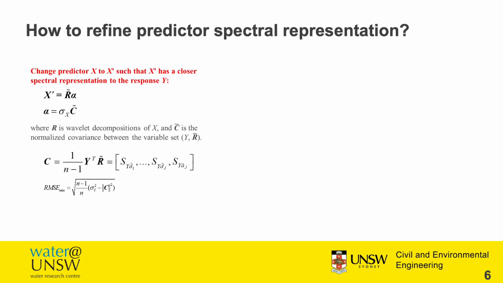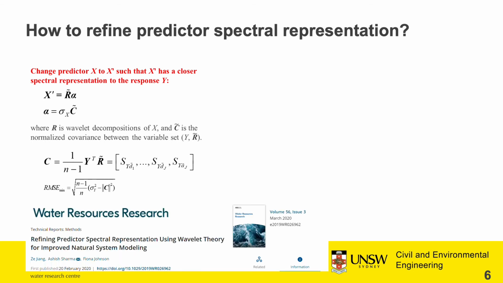Basically, we need to change predictor x to x dash such that x dash has a closer spectral representation to the response y. What the authors have found is that the variance in the spectrum of predictor x is to be redistributed according to this alpha, which is a function of the covariance C between the predictor's wavelets decompositions R and the response Y. In the end, we can obtain the minimized RMSE using the transformed predictor X dash. And if you are interested in mathematical derivations, you can find more details in our published manuscript at Water Resources Research as a technical note.